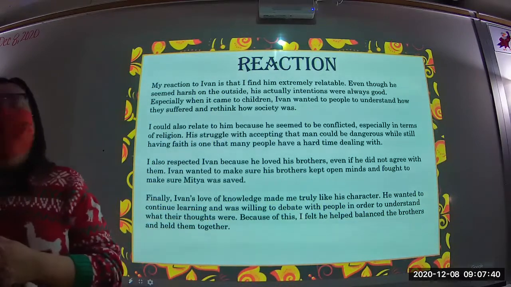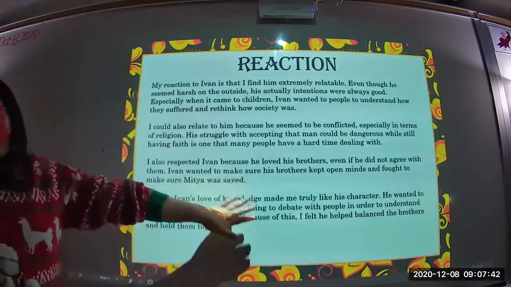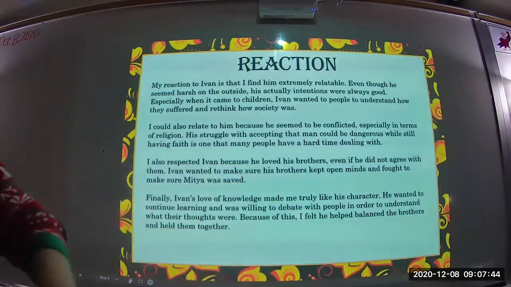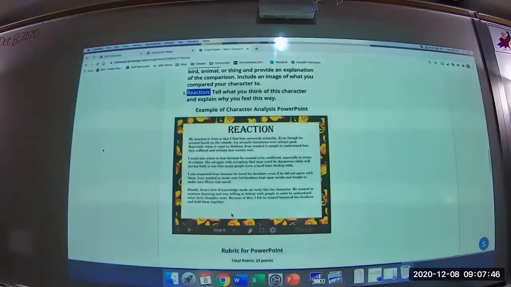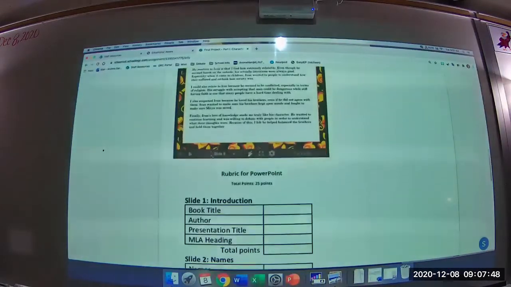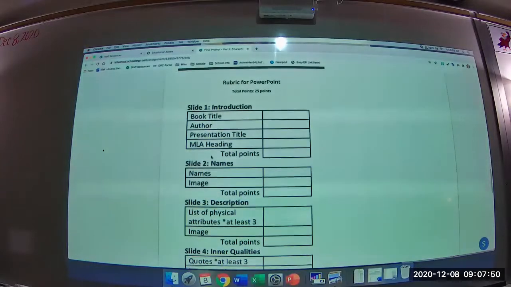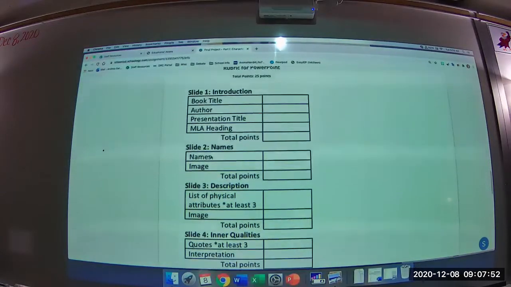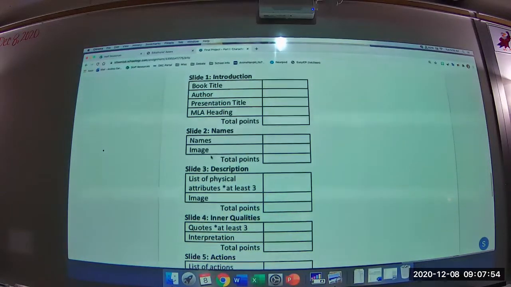Okay? So, yours does not have to be this long, just 3 to 5 sentences. Okay? And to help you make sure you get everything you need, here is the rubric. You can have a total of 25 points. And it'll let you know for each slide what I'm looking for. Okay? Does that make it easier?